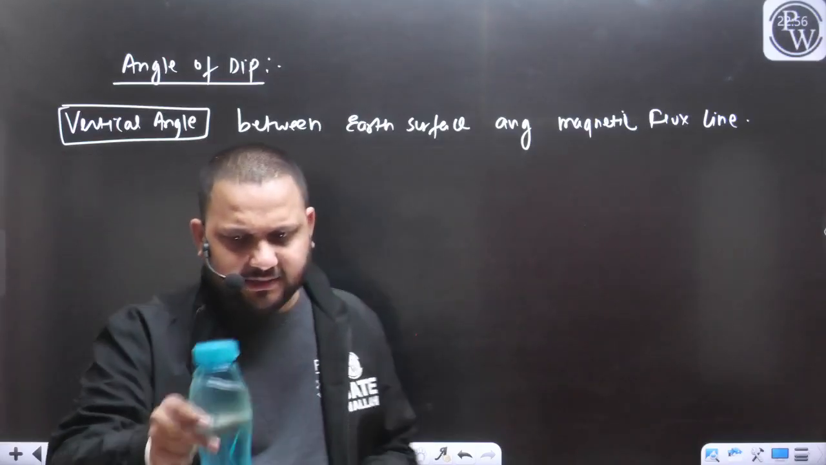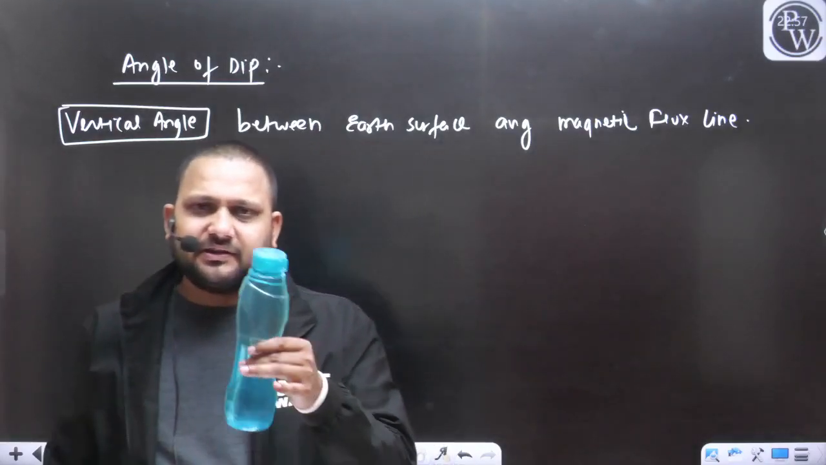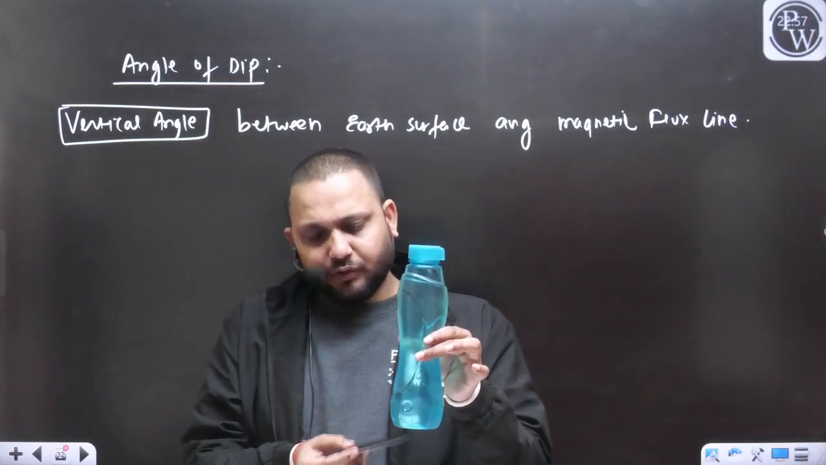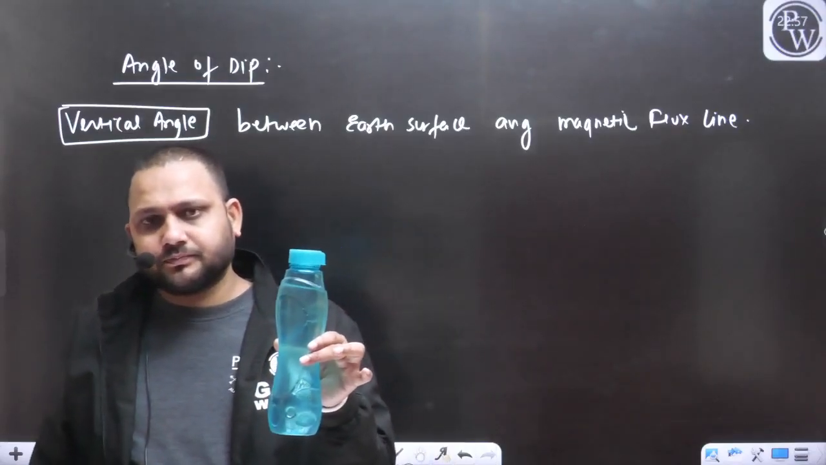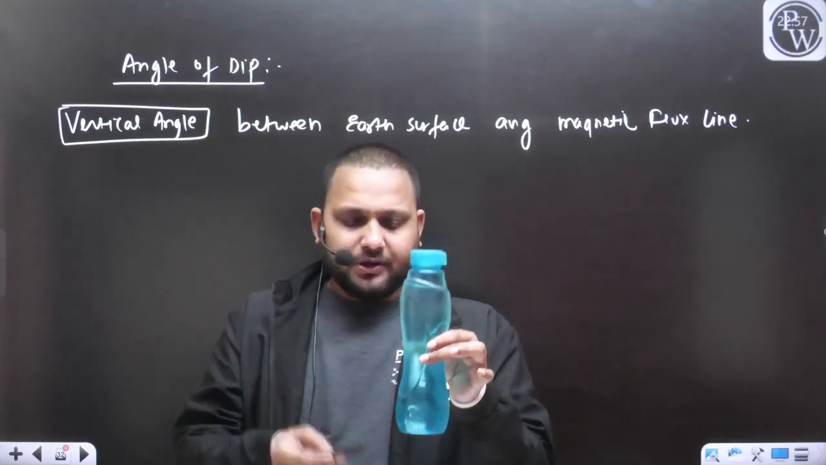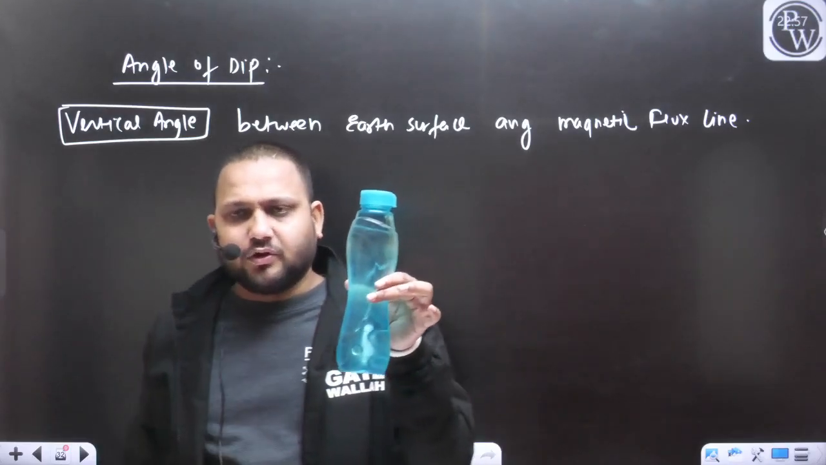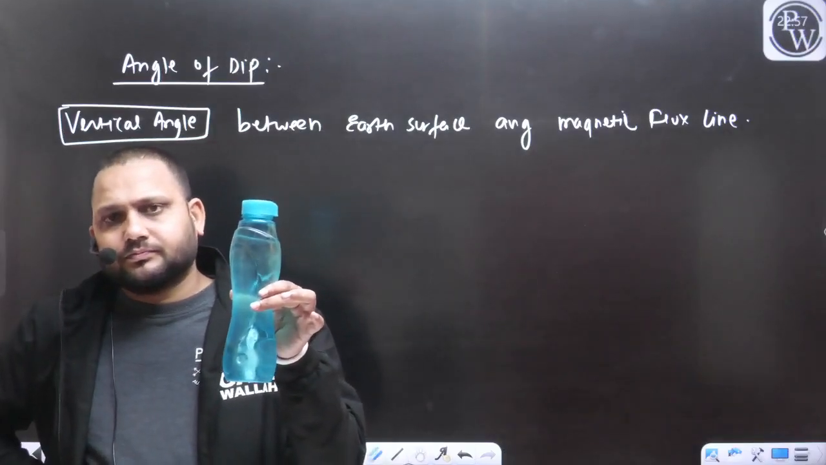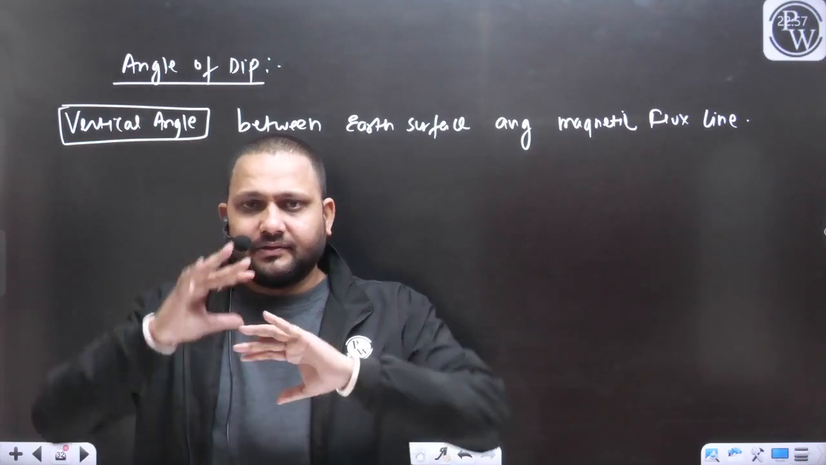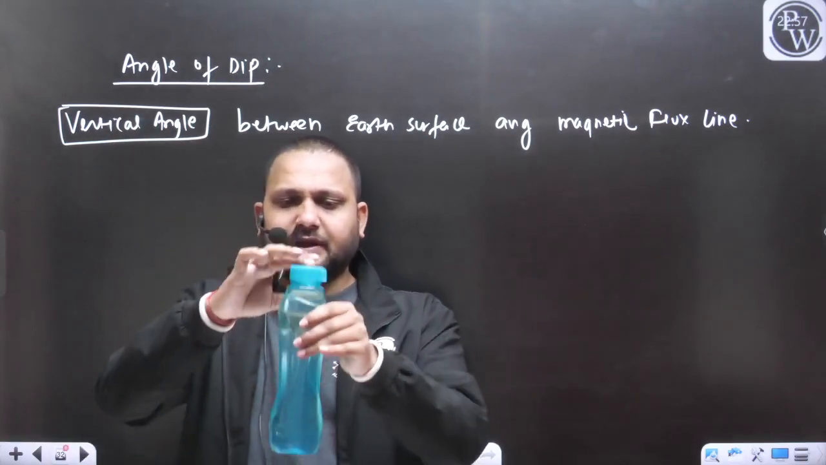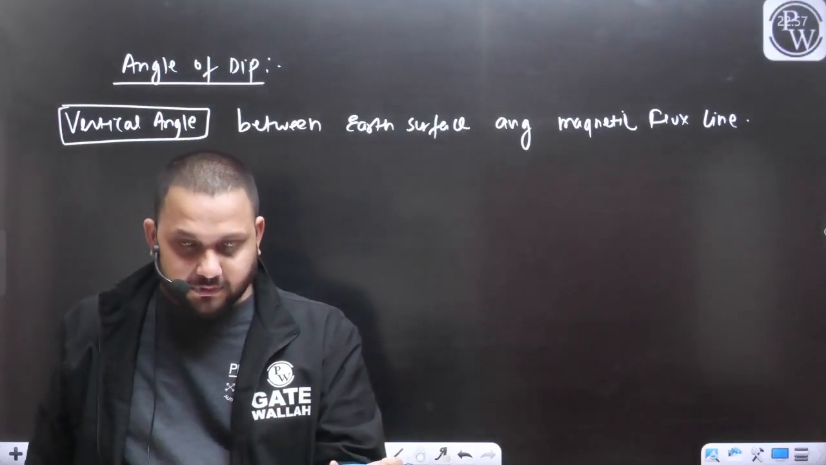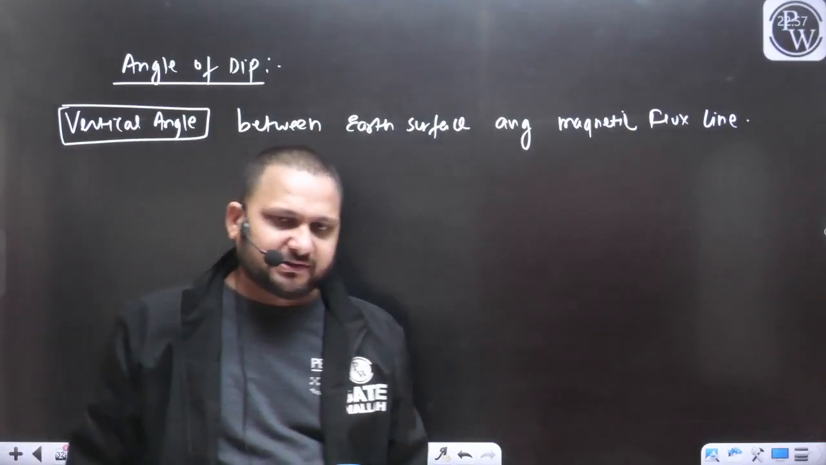Consider this as the earth. This cap portion is going to be the north pole and this is going to be the south pole, yes or no? Consider the earth like this. So this is the north pole and this is the south pole. Okay? We know about the magnetic flux line.